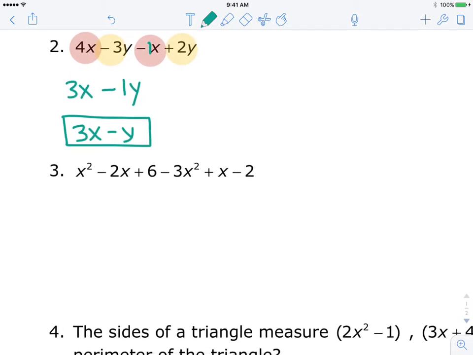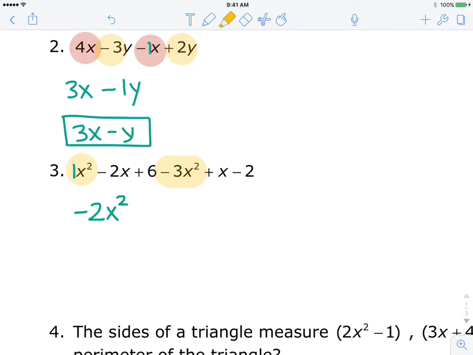All right, problem 3. Okay, this definitely looks longer, but it's not any harder. The process is still the same. Let's identify our like terms. All right, we've got an x squared and a negative 3x squared. I'm going to put a 1 here to help me. So 1 minus 3 is going to be negative 2x squared. All right, remember we keep the same exponents with the same variables, the same letters.